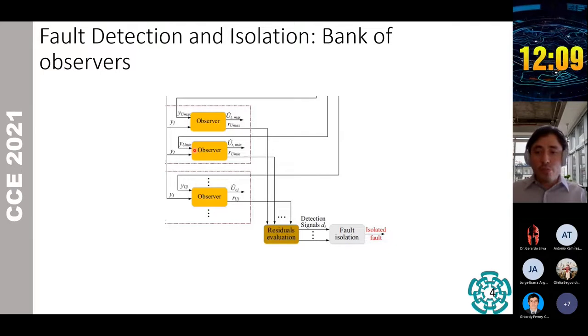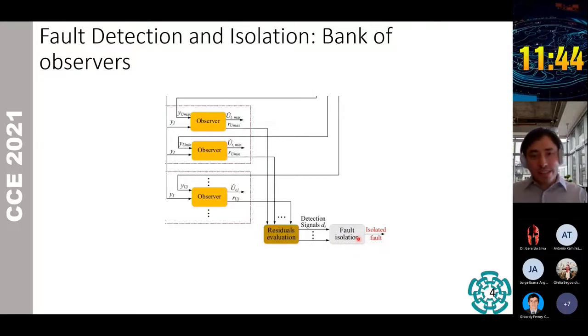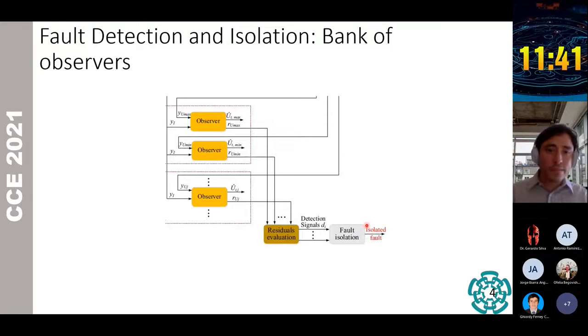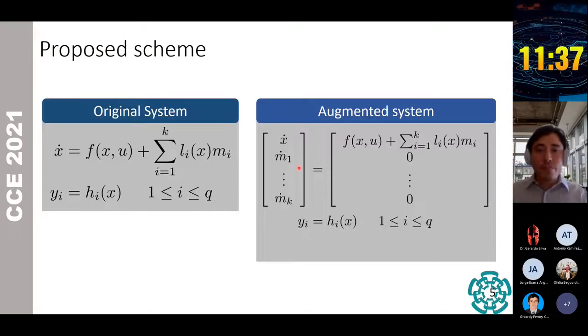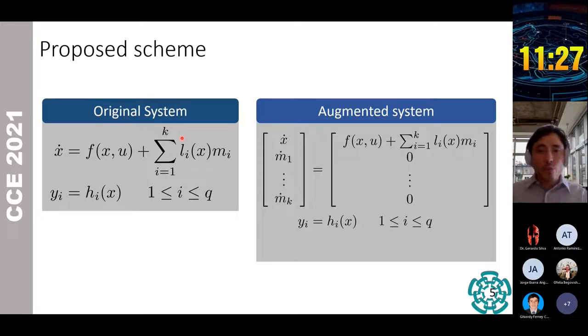For this reason, in this work is proposed a scheme where the actuator faults are diagnosed with just one observer, even when the faults occur simultaneously, where simultaneous faults are also known as concurrent faults. In addition, fault diagnosis implies fault detection, isolation, and estimation. Now, let the model of the system be described by this equation, where the actuator faults are represented by these terms, where the R terms are known as fault signatures, while the M terms represent the fault magnitudes.